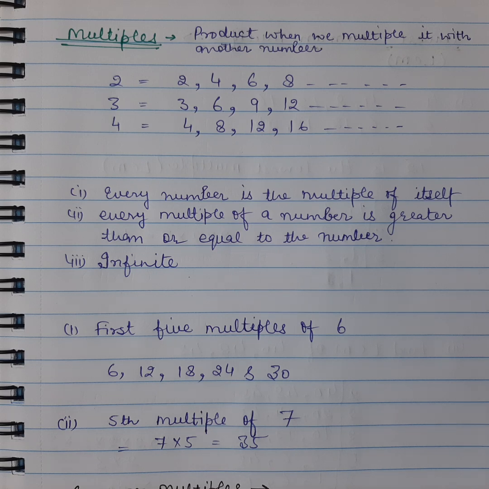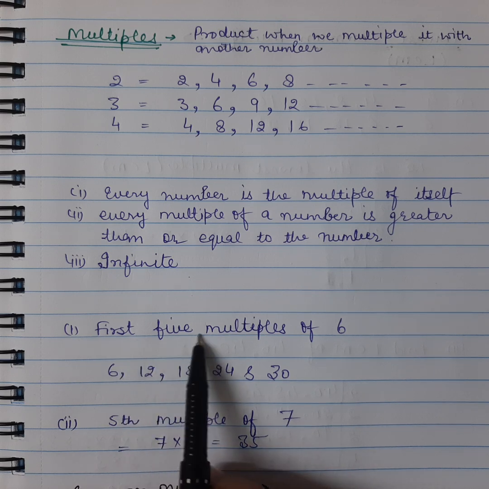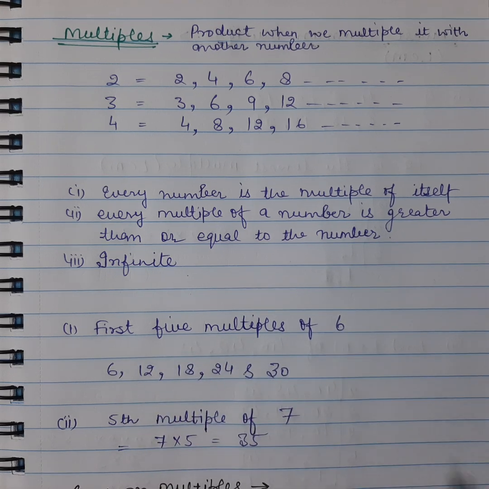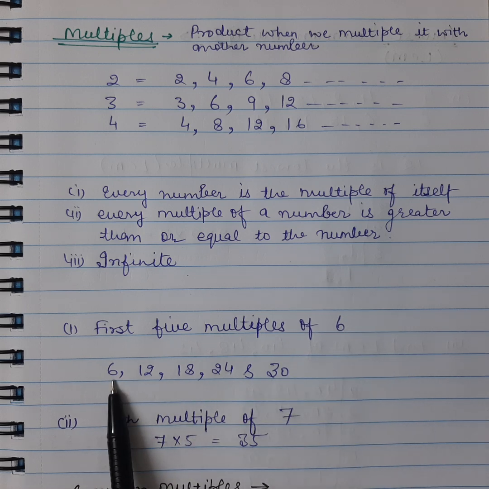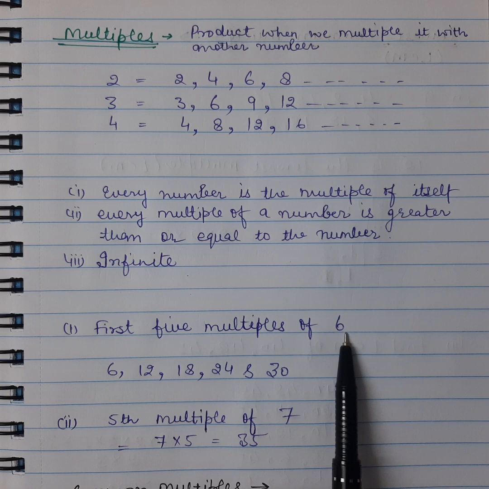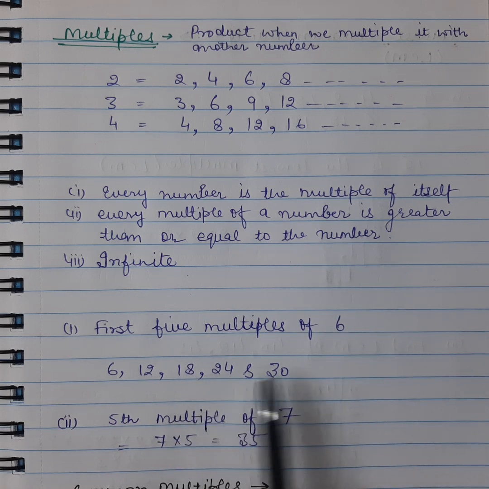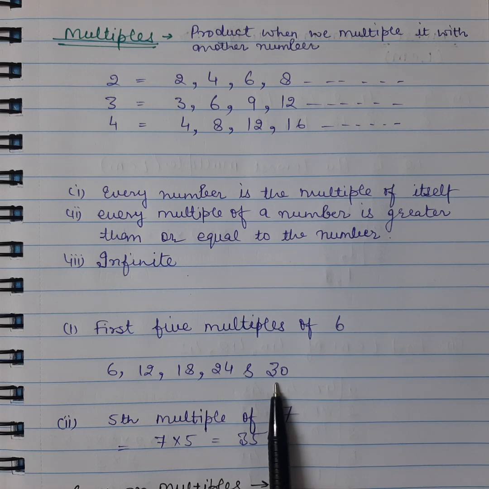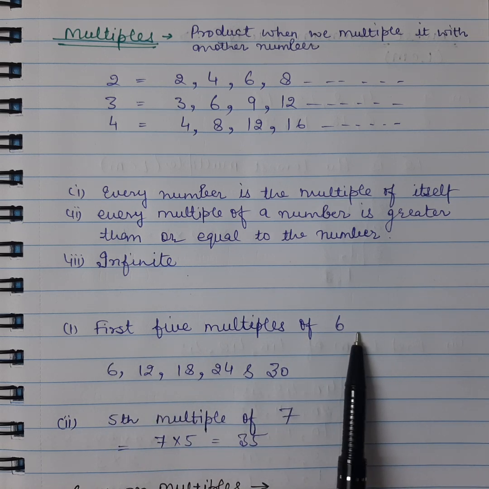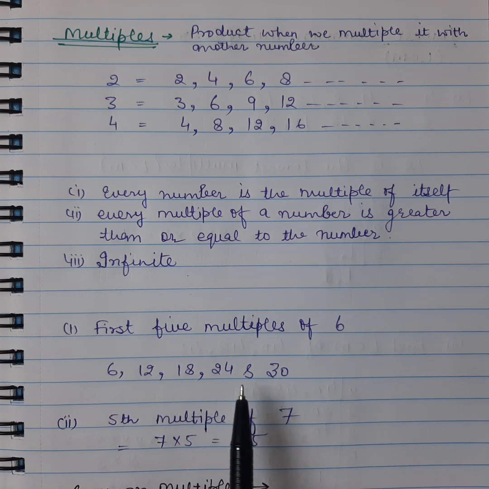Let's understand with the help of a few examples. First example: the first 5 multiples of 6. 6 multiplied by 1 is 6. 6 multiplied by 2 is 12. 6 multiplied by 3 is 18. 6 multiplied by 4 is 24. And 6 multiplied by 5 is 30. So the first 5 multiples of 6 are 6, 12, 18, 24 and 30.